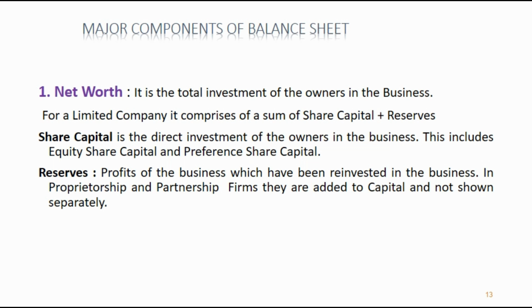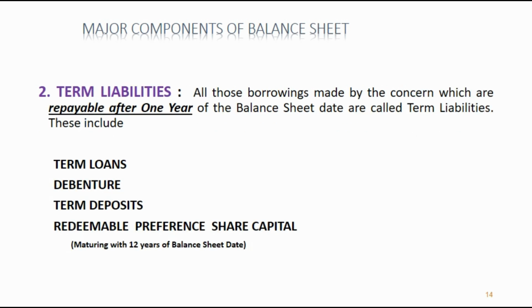Now it is the total investment of the owners in the business. For a limited company, it comprises the sum of share capital plus reserves. Now share capital is the direct investment of the owners in the business. This includes equity share capital and preference share capital. Reserves are profits of the business which have been reinvested in the business. In proprietorship and partnership firms, they are added to capital and not shown separately.